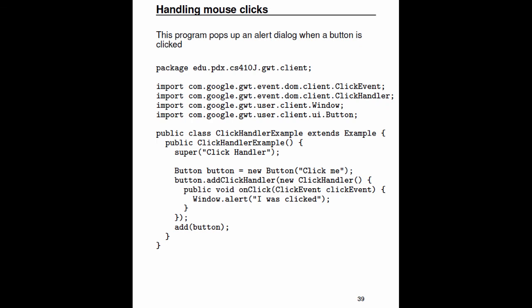Okay, here's an example. What this simple program does is it registers a click handler on a button to pop up an alert dialog when the button is clicked. So what we need to do besides importing a bunch of classes, well, here's another example. We add a button, the text on the button is "click me", and then we add a click handler using one of these anonymous inner classes, new ClickHandler, onClick, it takes a click event object, and it calls Window.alert. This is that static method that throws up a JavaScript alert saying "I was clicked." So let's go see an example of that.